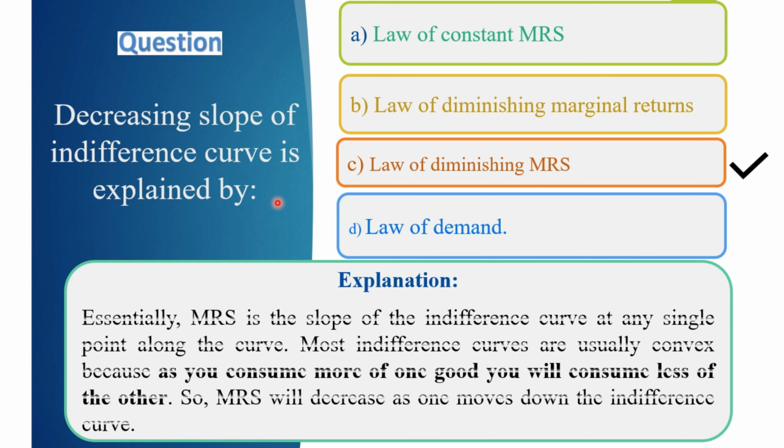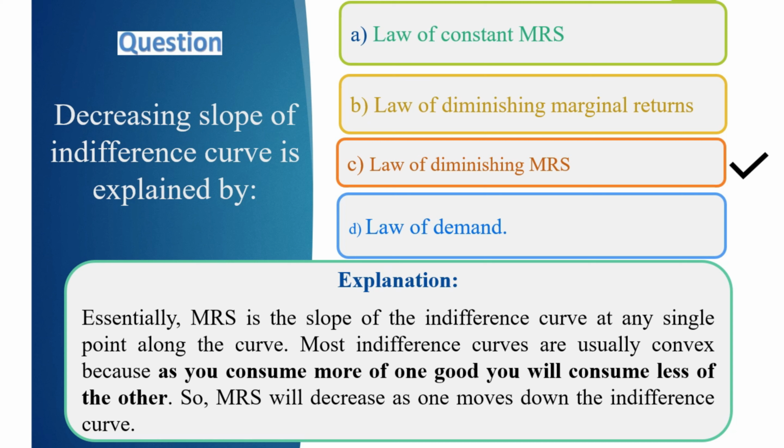Essentially, MRS is the slope of the indifference curve at any single point along the curve. Most indifference curves are usually convex because as you consume more of one good, you will consume less of the other. So, MRS, marginal rate of substitution, will decrease as one moves down the indifference curve.